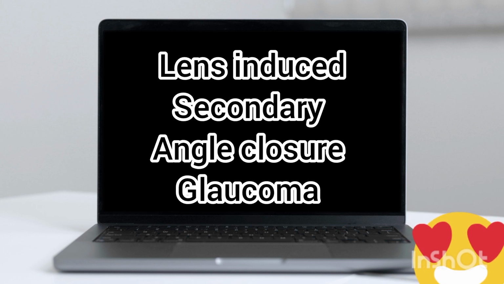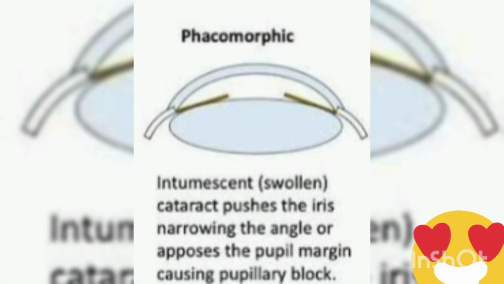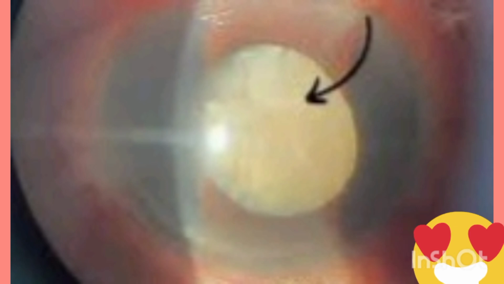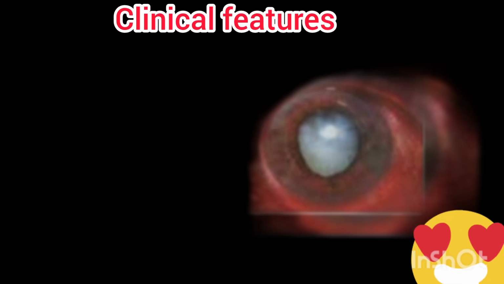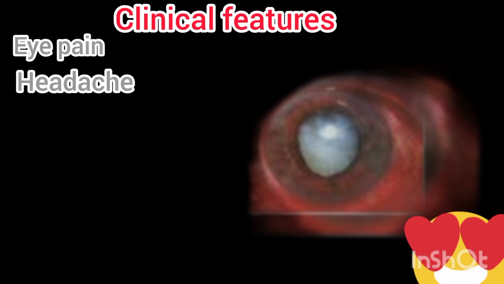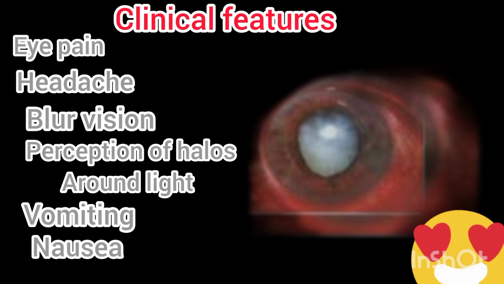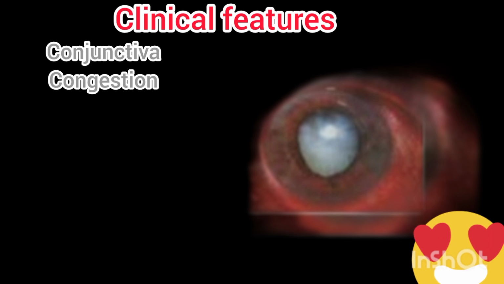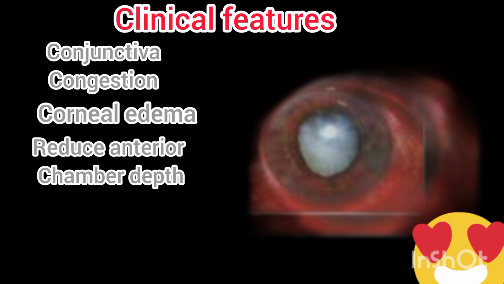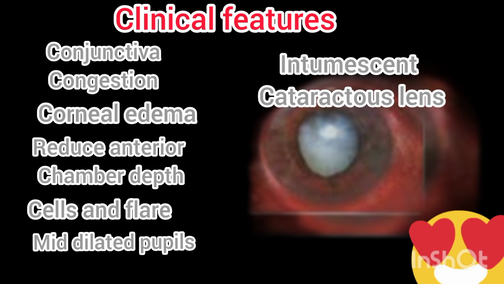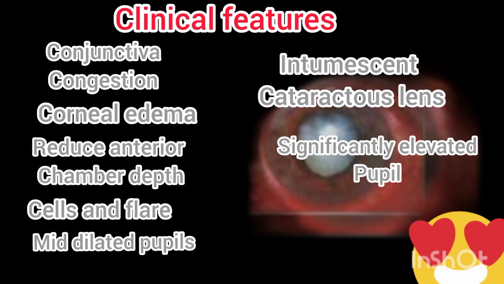Talk about lens-induced secondary angle closure glaucoma. In phacomorphic glaucoma, lens swelling, normally seen in advanced cataracts, causes anterior displacement of the iris, narrowing the angle and leading to pupillary block. The clinical features of phacomorphic glaucoma: we have the symptoms as eye pain, headache, blurred vision, perception of halos around lights, vomiting, nausea. For the signs, we have conjunctival congestion, corneal edema, reduced anterior chamber depth, cell and flare, mid-dilated pupil, intumescent cataractous lens, significantly elevated IOP.